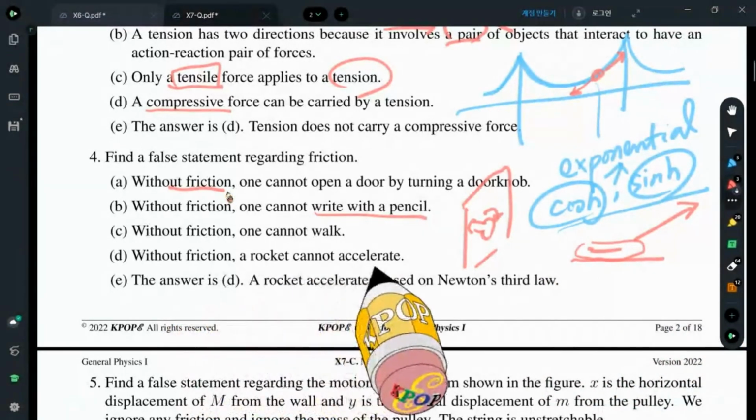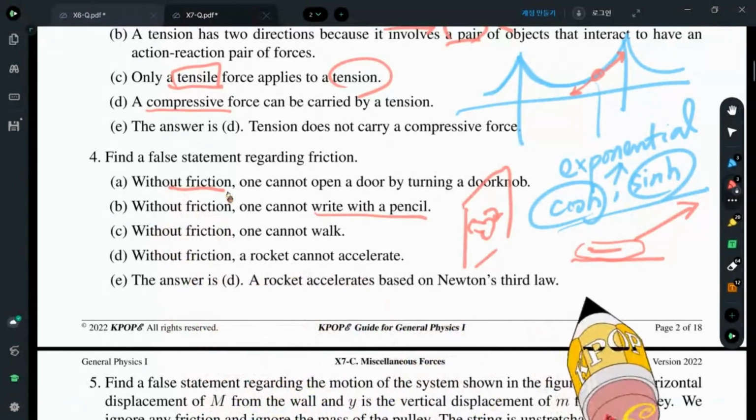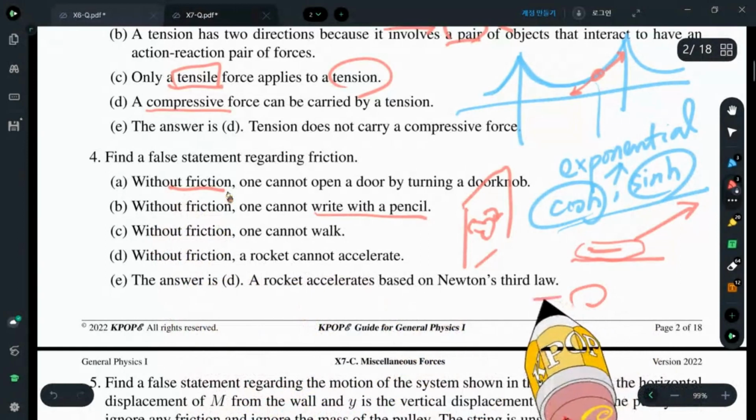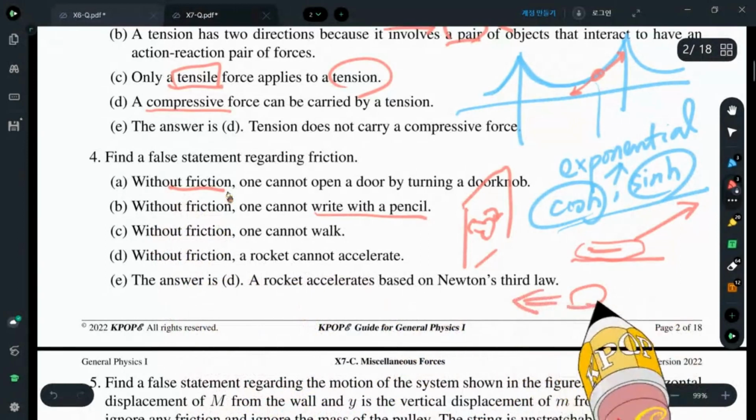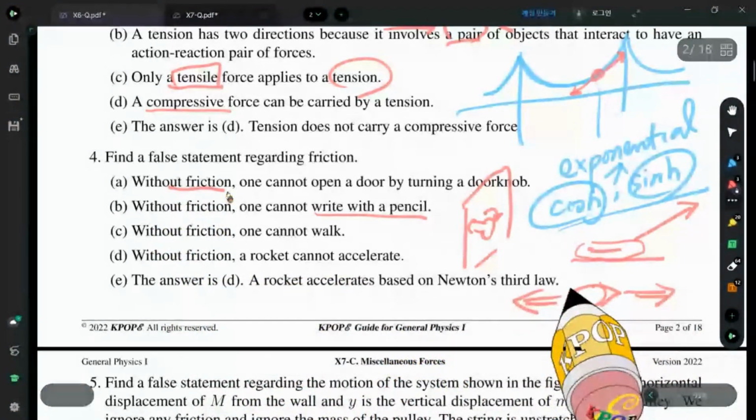A rocket cannot accelerate. Oh, it is nothing to do with friction. It is Newton's third law, action and reaction. It ejects the gas and the rocket goes forward. So it's action and reaction.